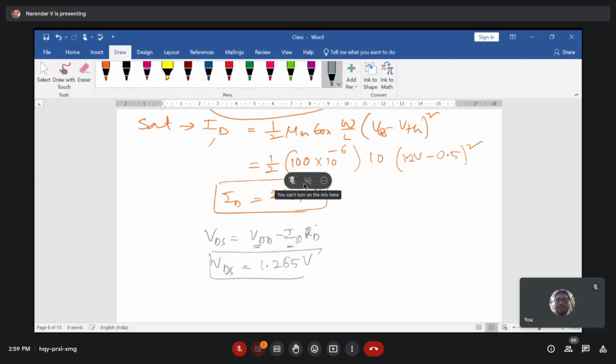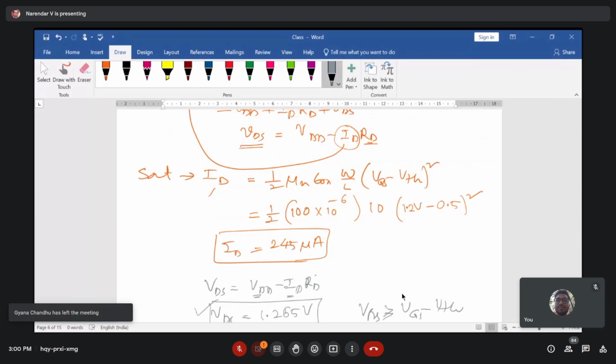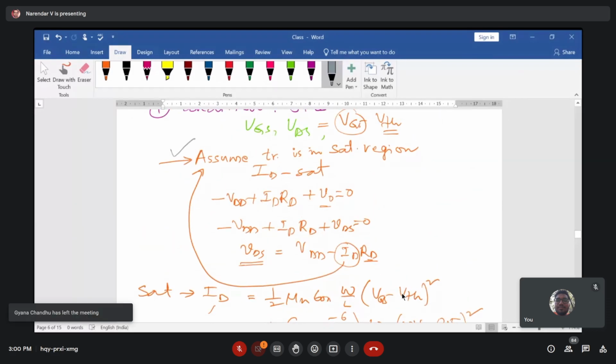Now from this actual value of VDS, you calculate VGS minus VTH, and from these assumptions VDS should be greater than VGS minus VTH. What is this value? You will get 1.2 minus 0.5, which equals 0.7. Now this is the minimum value that you require to make your transistor operate in saturation. But the value you are getting is higher than 0.7. So the assumption that we made, that the transistor is in the saturation region of operation, is correct.